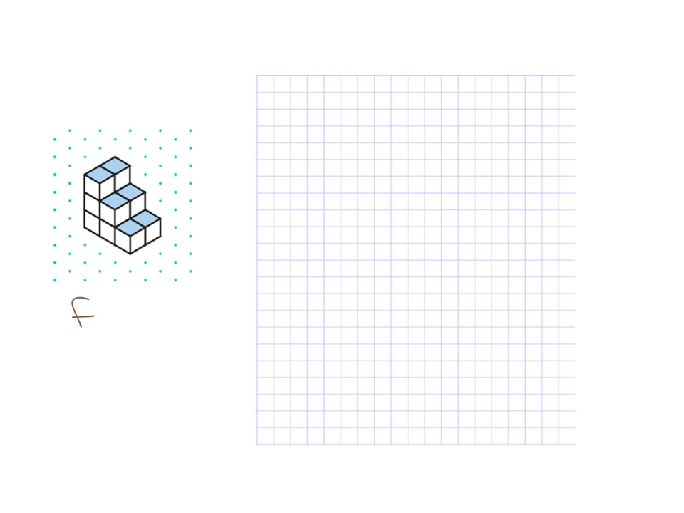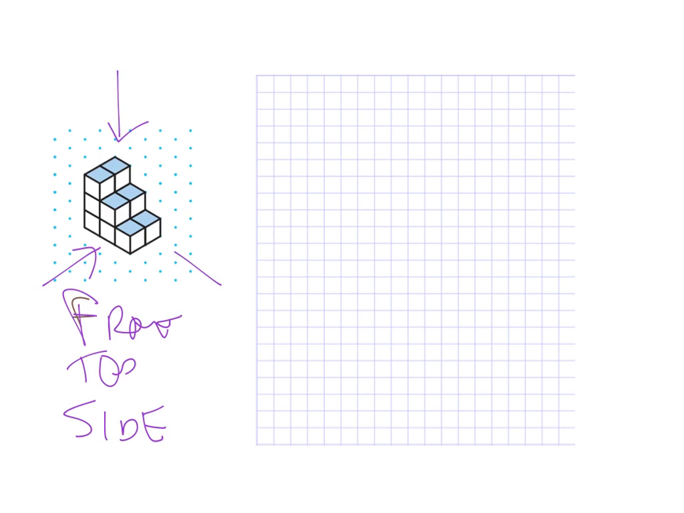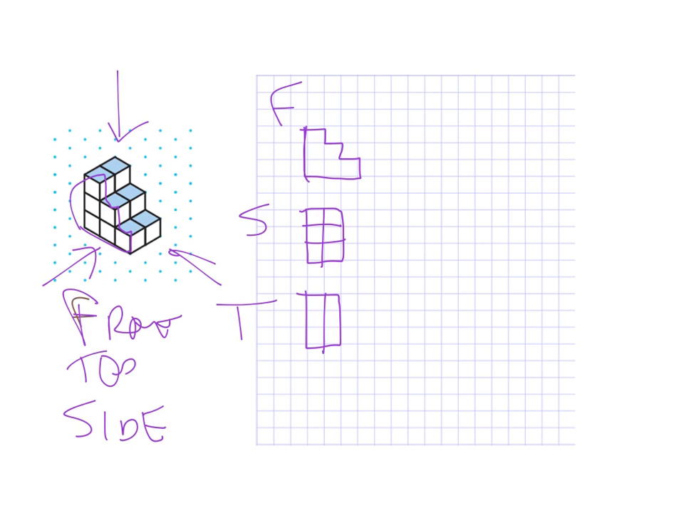So here, again, front, top, side. Front looks like a pyramid, okay? 3, boom, boom, boom. Side looks like a block of 6. Looks like a 6-pack of pop. And the top looks again like a 6-pack of pop. Boom, boom, boom. So there's my drawings.